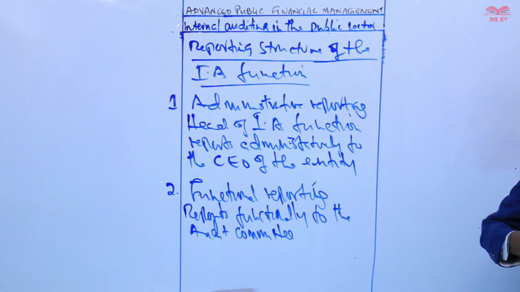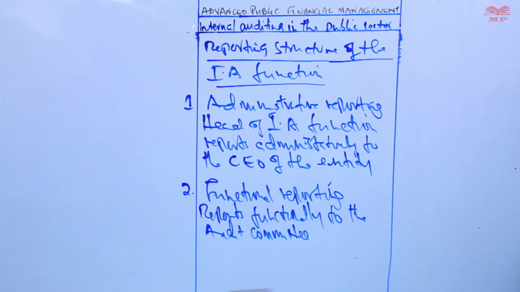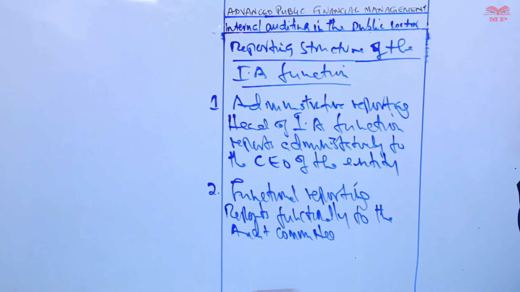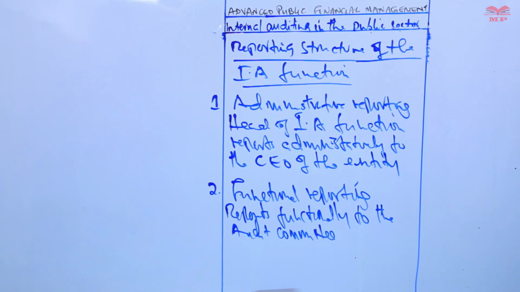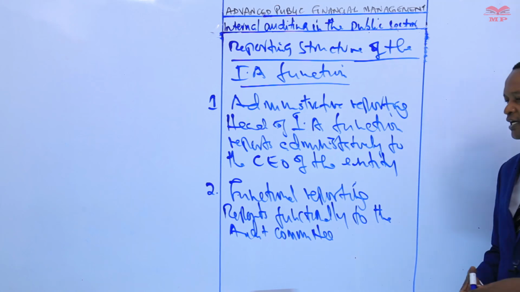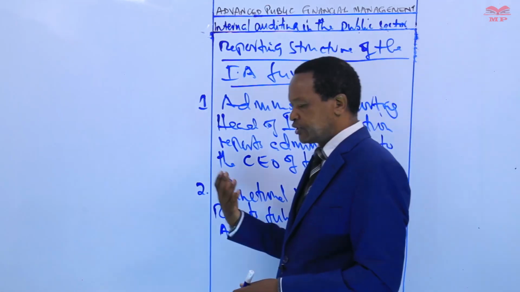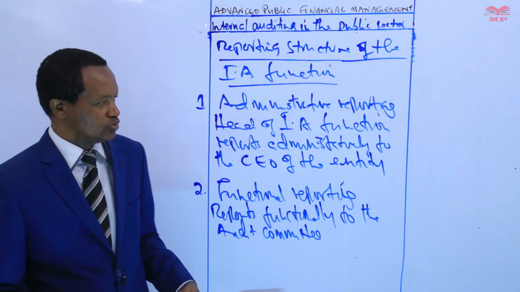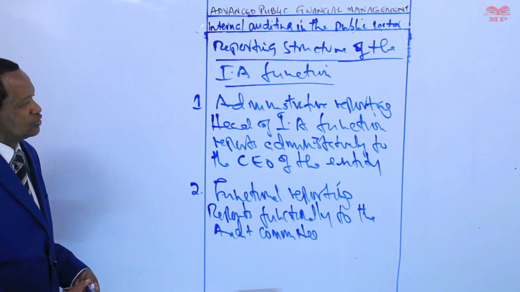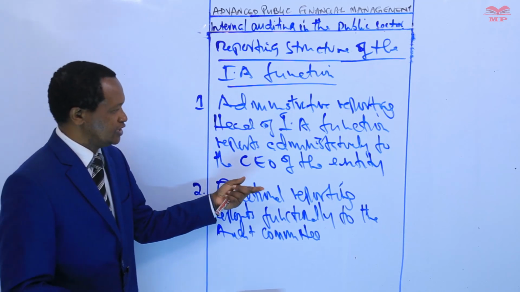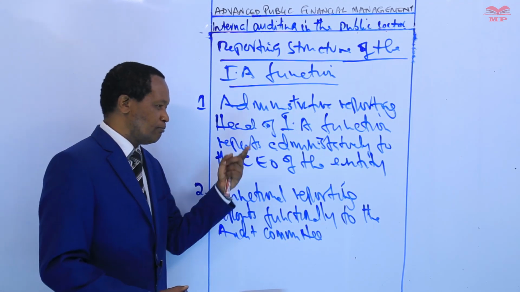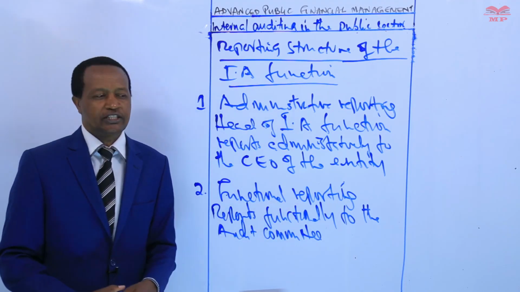So the committee's role is particularly vital in safeguarding the internal audit function's independence and ensuring that its work contributes to the improvement of the entity's operations and governance. So the reporting structure is dual. One, the head of internal audit function reports administratively to the CEO of the entity, then functionally to the board through the audit committee of the board.